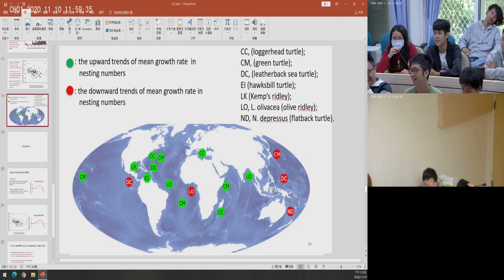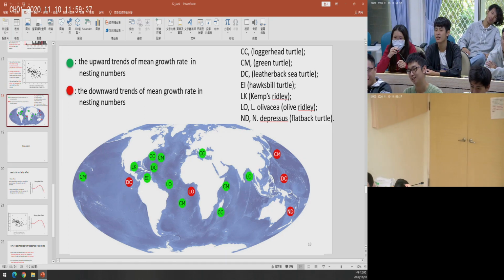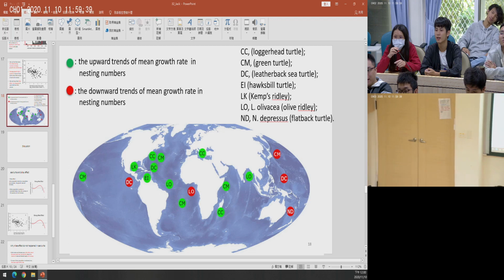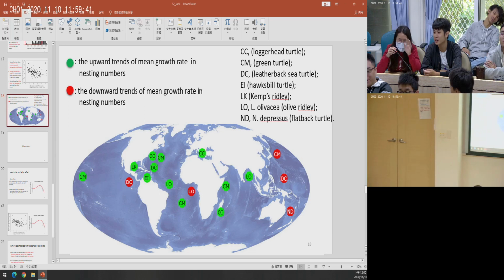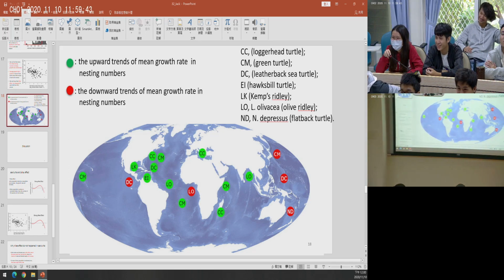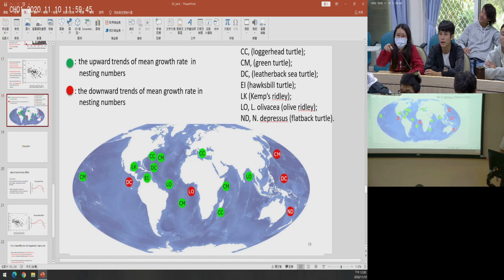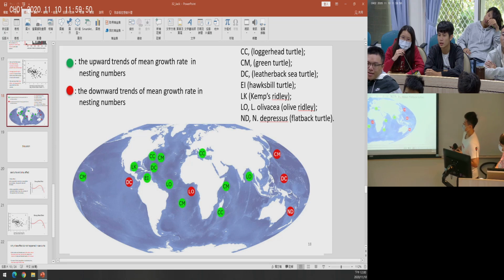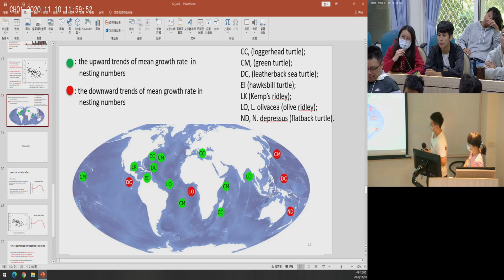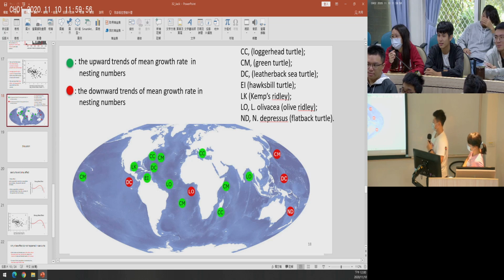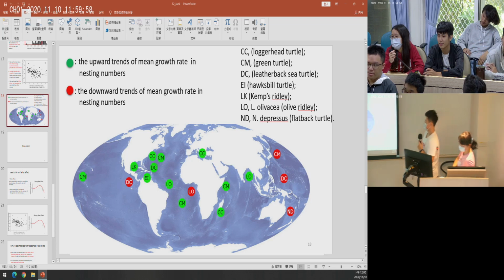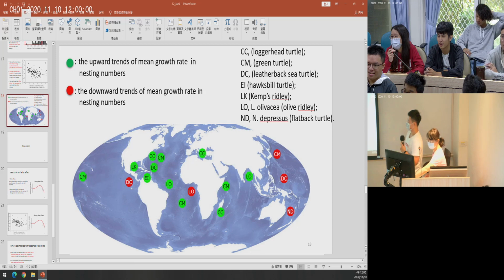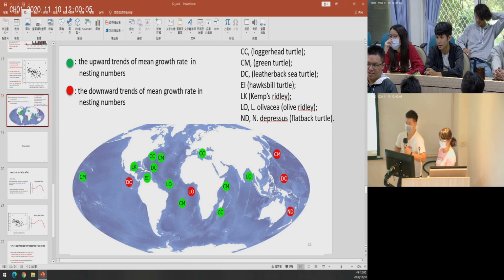Why did the upward trend happen more in the Atlantic and the downward trend more in the Pacific? Can you say again? The green points happen more in the Atlantic and the red happen more in the Pacific. Why? The paper mentioned it, but I forget.